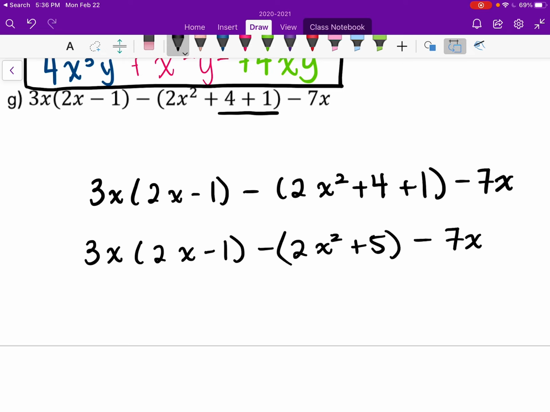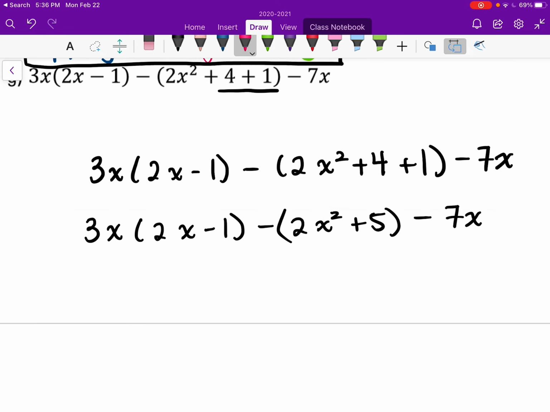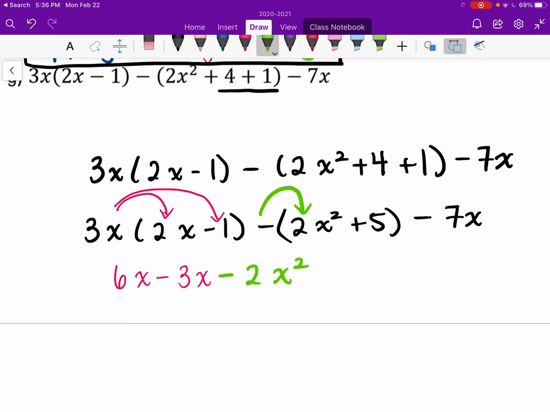All right? Now, let's distribute stuff in. So let's do negative 3 times positive 3x times positive 2x is going to give me 6x. Positive 3 times negative 1 is going to give me negative 3x. Right? Let's move here. Negative 1 times negative 1 times positive 2 is going to give me negative 2x squared. Negative 1 times positive 5 is going to give me negative 5. And then I'm left with the minus 7x.